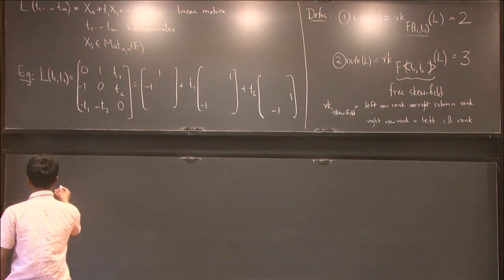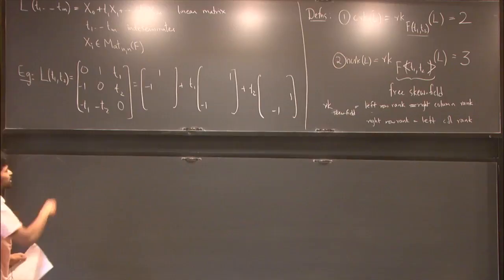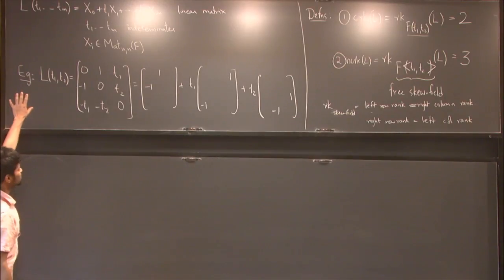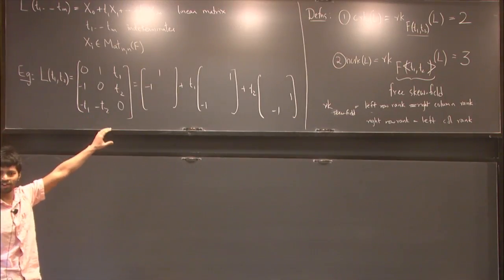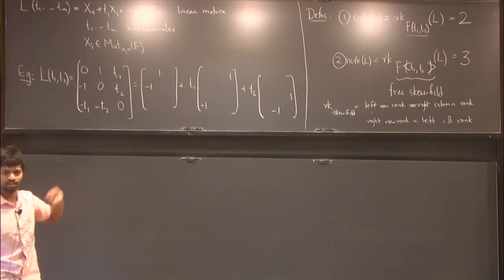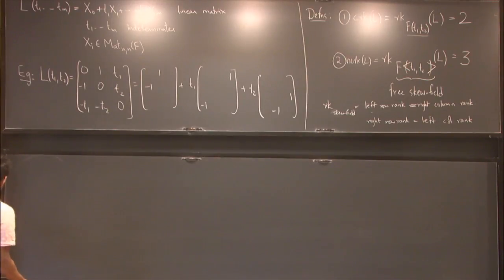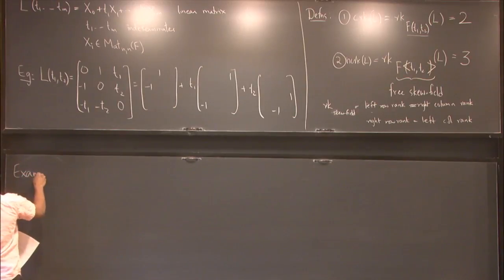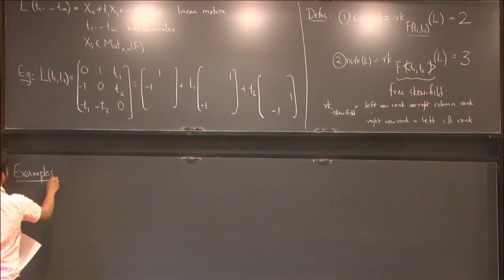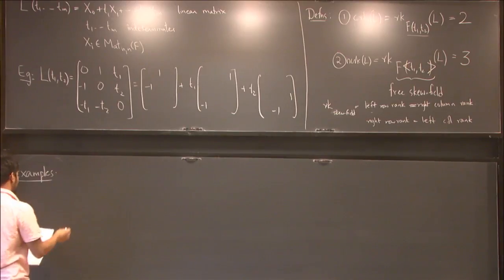Okay. So I want to give a few examples. That is one example where you took a linear matrix and its commutative rank and non-commutative rank were different. I want to give you a few more examples, and maybe they light up something in your brain, or maybe they don't. But here's kind of what the phenomenon is.